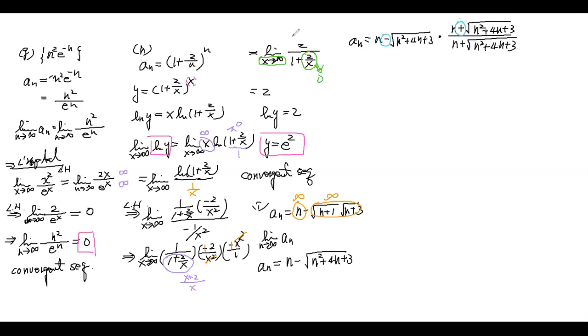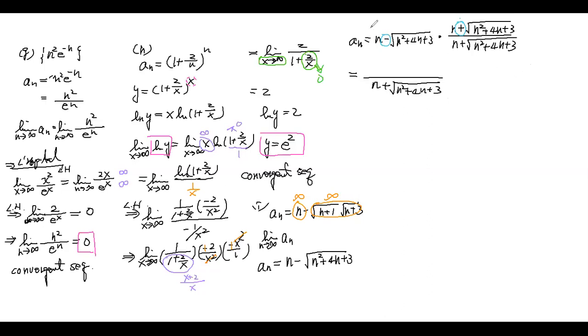Now I can do it. If you combine, the bottom will be n plus the square root of n squared plus 4n plus 3. So what is the top? The top is n minus times n plus.